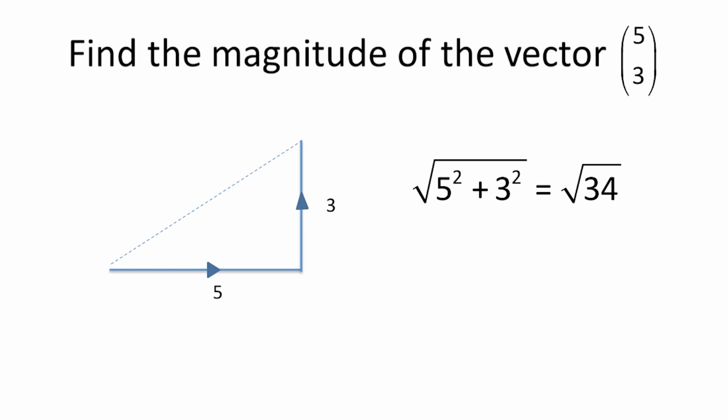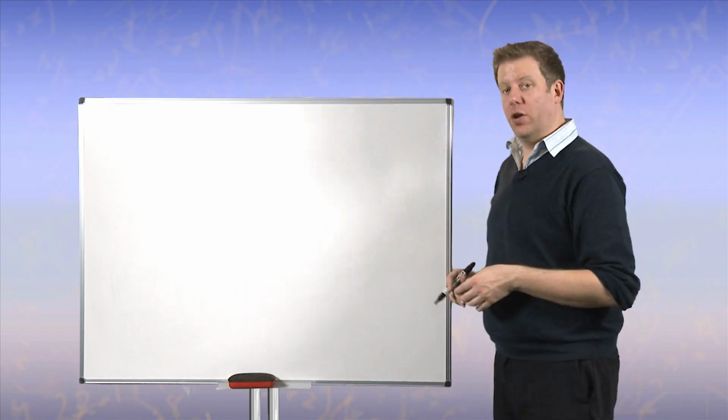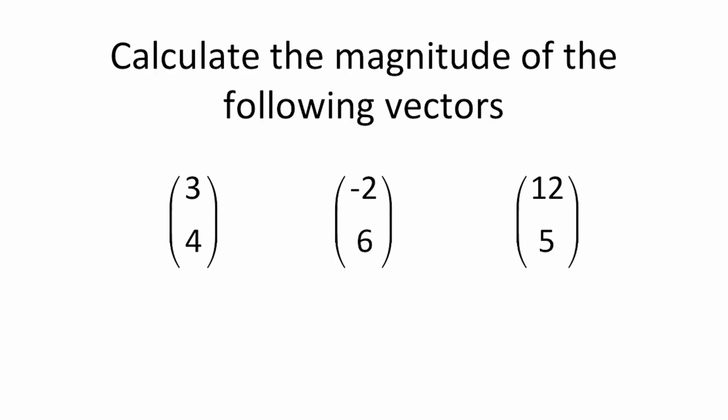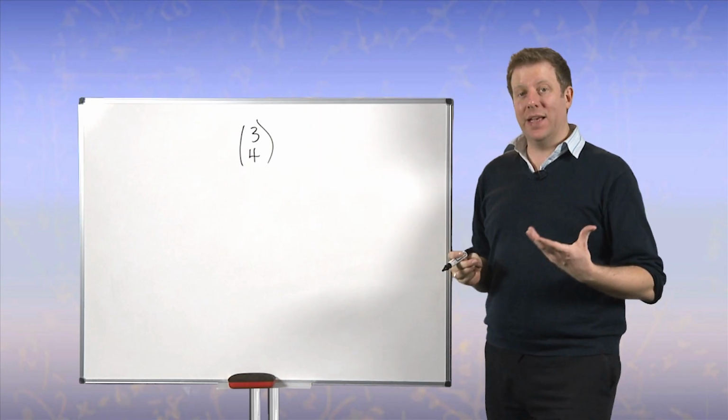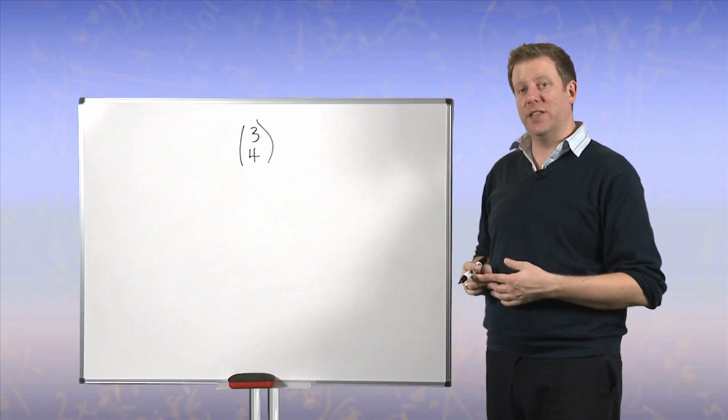Essentially, we use Pythagoras to calculate the magnitude of a vector, and it is the sum of the two vectors squared and then square rooted to get your final answer. So let's calculate the magnitude of a couple of different column vectors. The first one we'll have a look at is 3, 4. Now remember, essentially we're using Pythagoras' theorem to help us calculate the magnitude of these vectors.